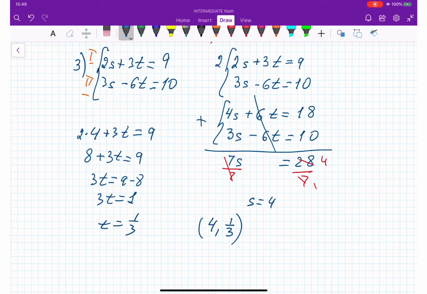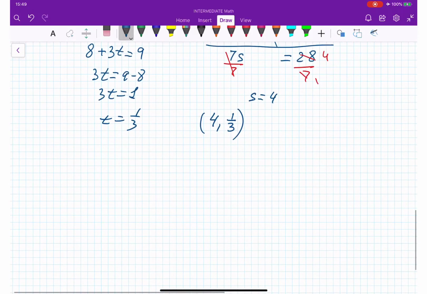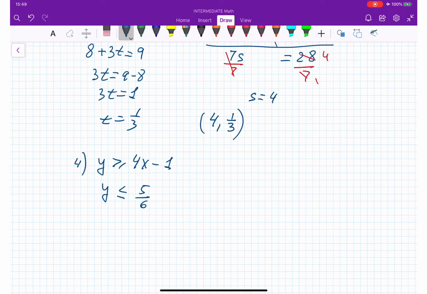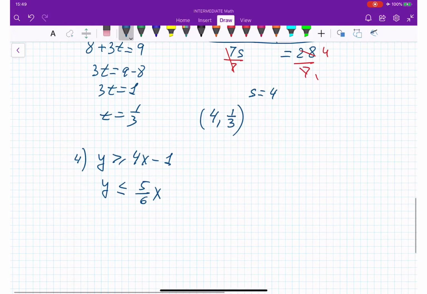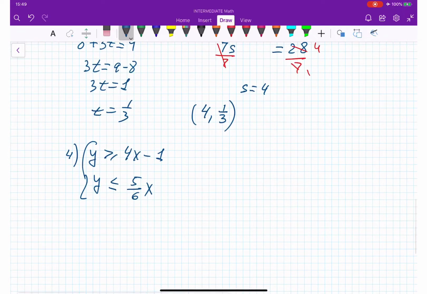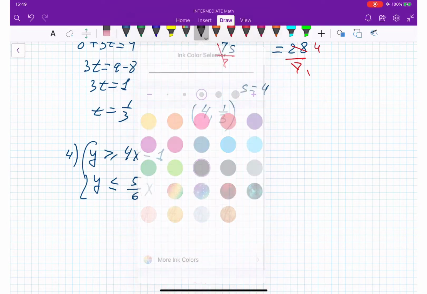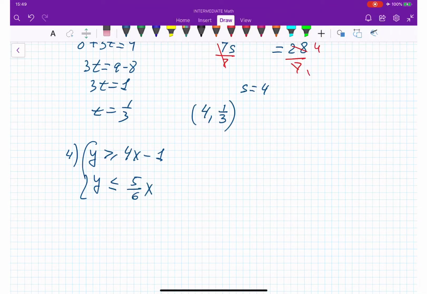Moving to the next question. Question number 4. So y is greater than or equal to 4x minus 1, and y is less than or equal to 5 over 6 x. Okay, so we need to graph both of them, because we are going to solve by graphing. So the first one, let me use black for the axis.